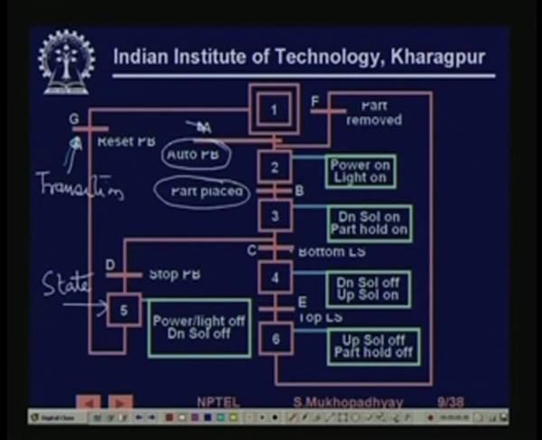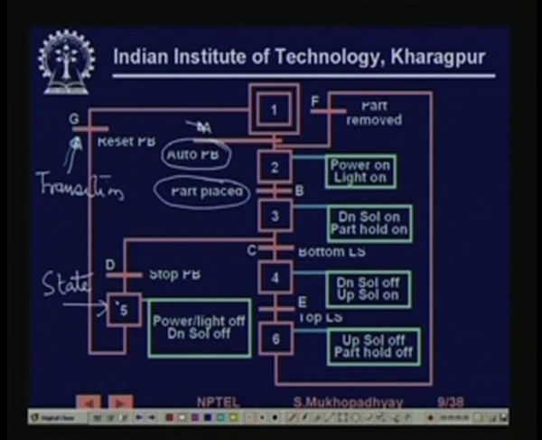Then from here it could go either this way or this way, depending on which of these signals has come. If the stop push button has not been pressed, then eventually the bottom limit switch signal will come, and then it will come to state 4, in which it will activate these outputs. On the other hand, if the stop push button is pressed before the bottom limit switch, then it will come to this state where it will simply stop and put the power and light off.